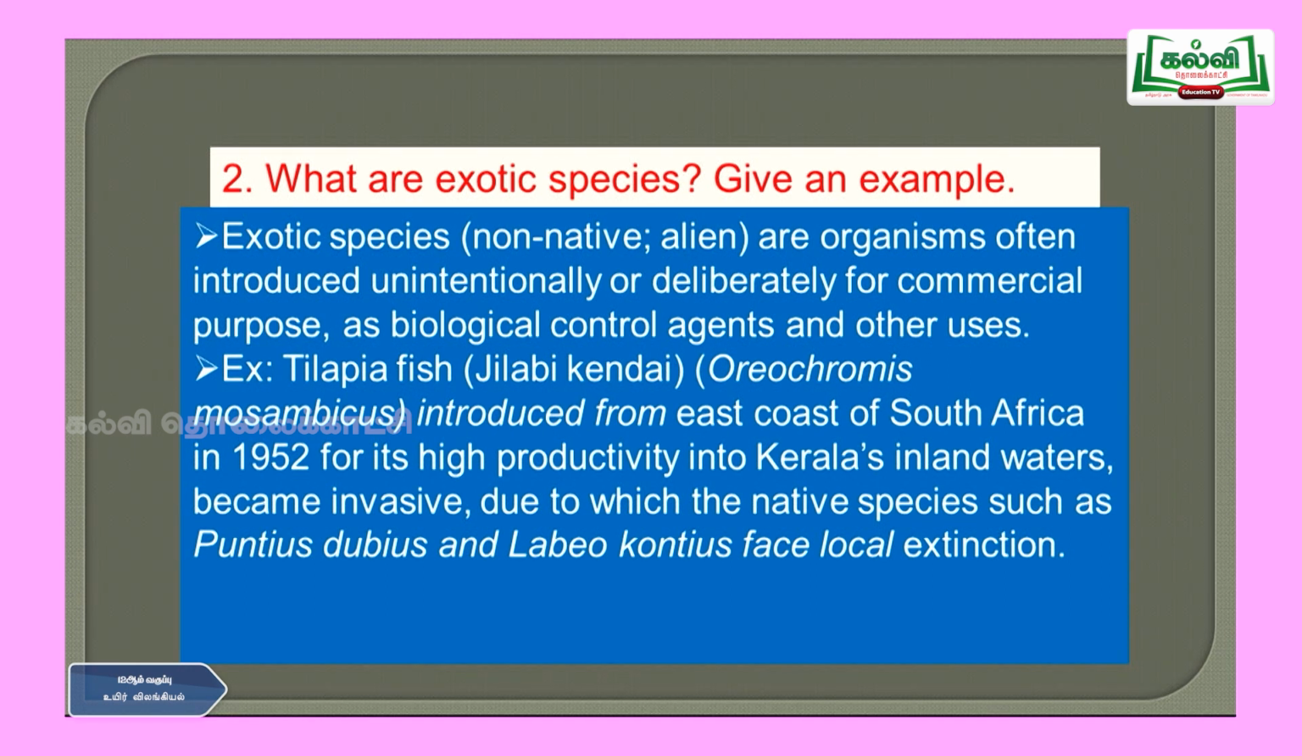That means it started growing very fast, and because of this, the native species, the local species that were there, started dying, like fishes such as Puntius dubius and Labeo kontius, and all these started facing extinction. That means almost all of them are dead because this organism was not allowing them to grow or feed in that place. That is the reason these organisms were dying, because of the introduction of the tilapia fish.